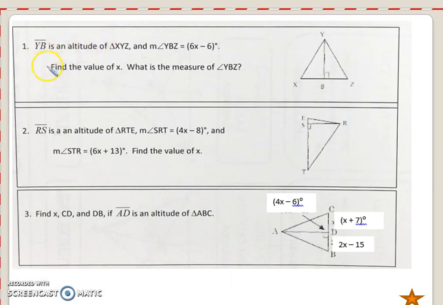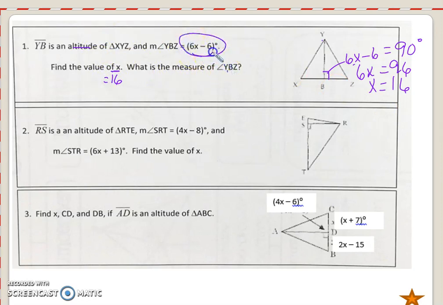So this one says YB is an altitude. And then they gave you a measure for this angle. Because YB is an altitude, we know that's a right angle. So we're going to set this equal to 90 degrees. And we're going to solve for X. So they asked you to find X. So let's solve. If we add 6, we get 96. And if we divide by 6, we get 16. So x is 16. But then it asks you what the measure of this angle is. It's the same angle we pointed to, so we know that it's a 90-degree angle. Okay?